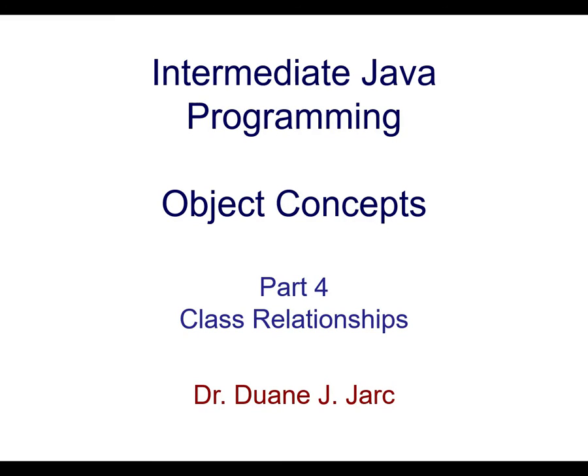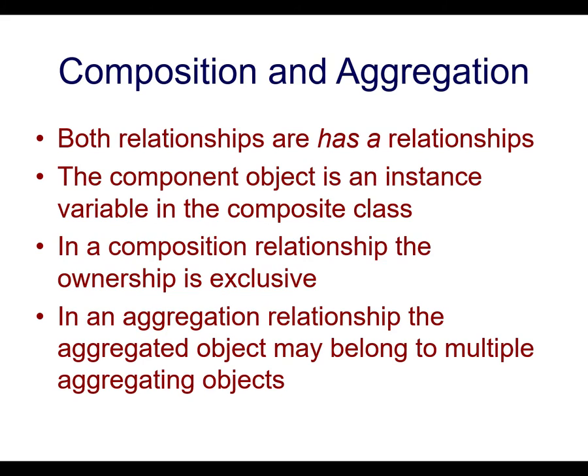In the fourth and final part of this video on object concepts, we discuss two important class relationships, composition and aggregation, and then examine an example that illustrates a composition relationship. We begin by explaining what characterizes each of these kinds of relationships, explaining how they are similar and how they are different.